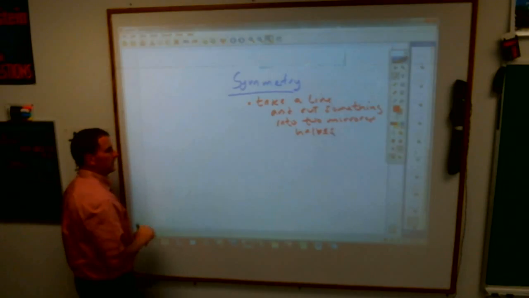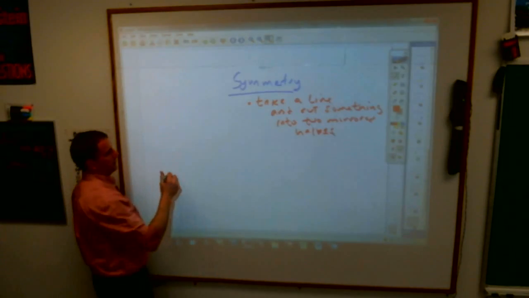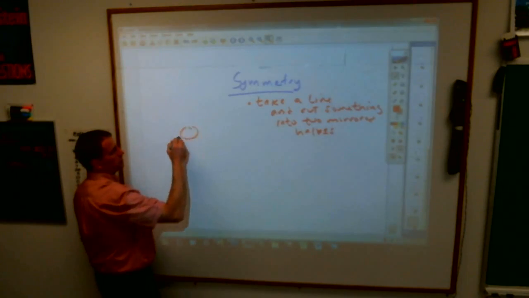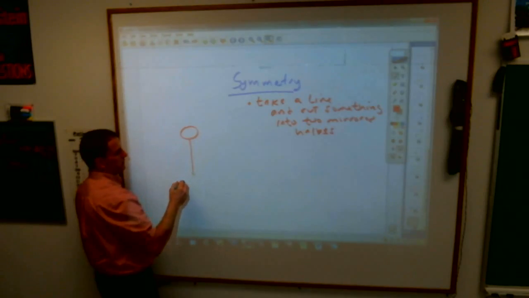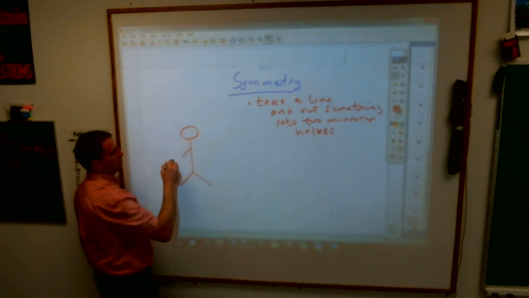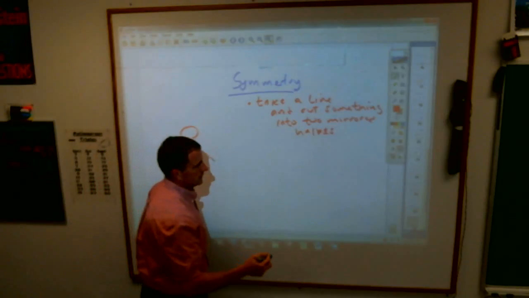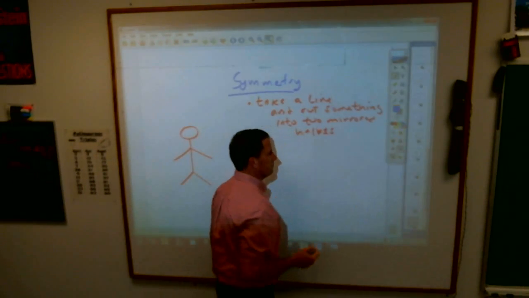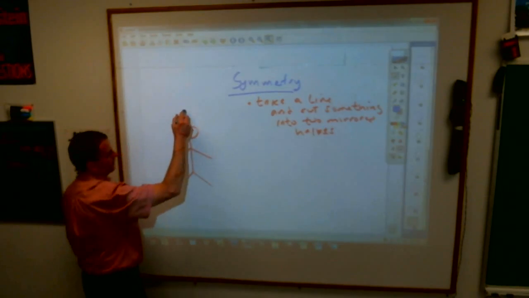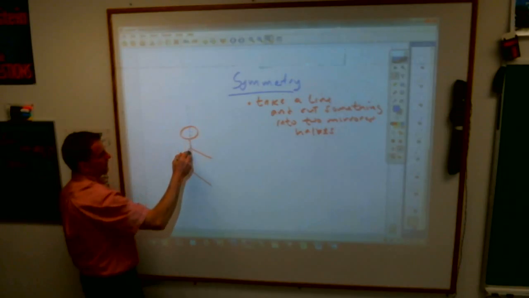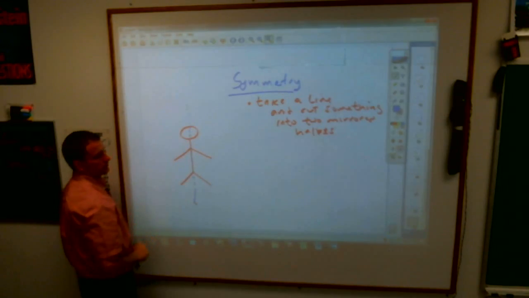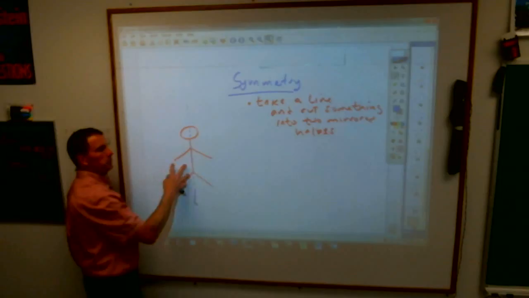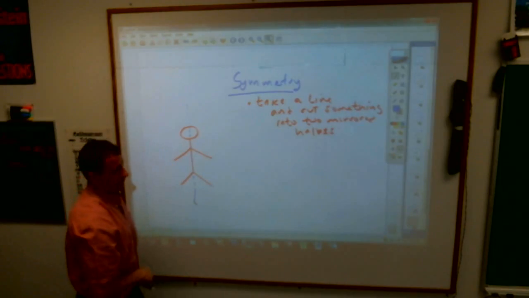For example, a lot of things in this world are symmetrical. You pretty much are a symmetrical being. Now, obviously, there are exceptions to that, but if you were to take a line and cut yourself right down the middle, one half is a mirror image of the other half.